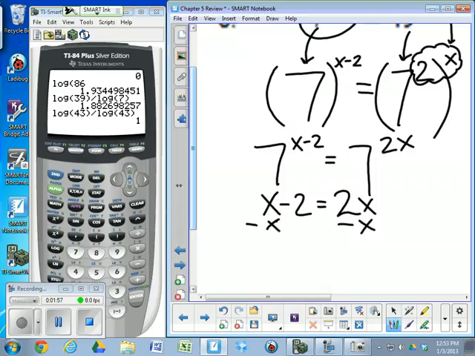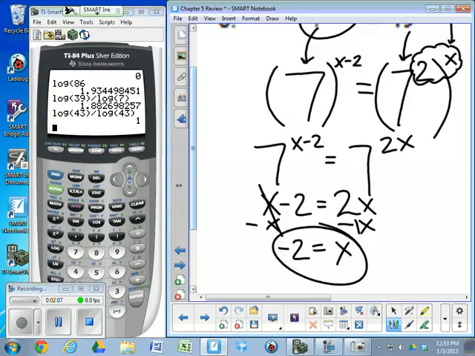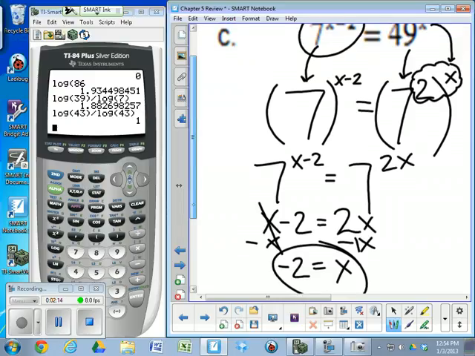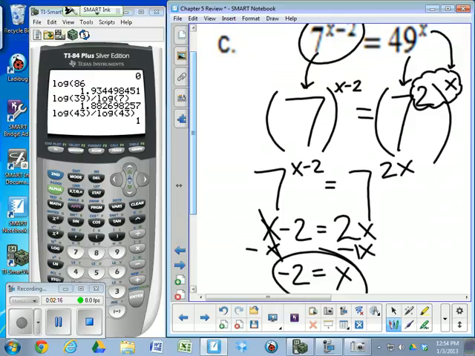If you take away x from both sides, you get negative 2 equals 2x minus 1x, 1x. We have the answer. X must be negative 2. That's one way of doing the problem without logs.